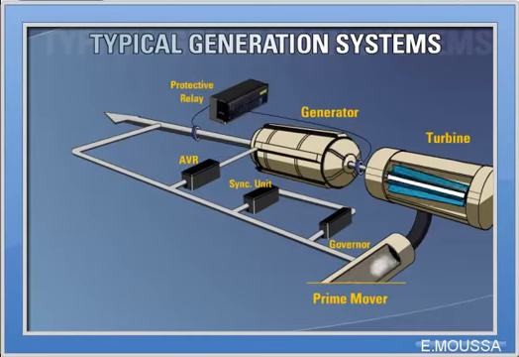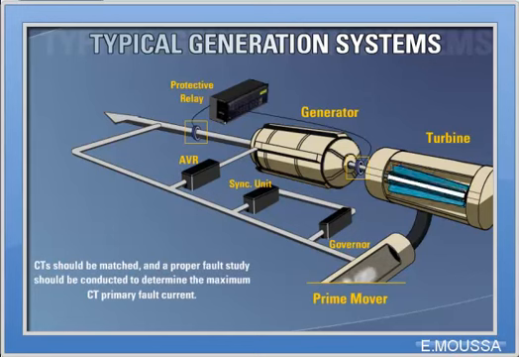In addition to these components, the correct selection of current transformers for the protective relay is an essential part of proper generator protection. The current transformers should be matched and a fault study conducted to determine the maximum CT primary fault current. With this information, the CTs chosen should be such that maximum voltage at the CT secondary terminals at the time of the fault is less than 50% of the CT knee voltage. Further information on CTs in general, along with specific CT selection principles, can be found within the Power Systems section of this CD.